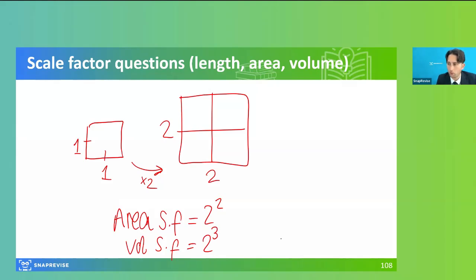So if you imagine a 1 by 1 square and I enlarge it by a factor of 2, it's now 2 by 2. But because that's in 2 dimensions, the factor is literally called squared. That's why we call it squared, because it's in 2 dimensions.